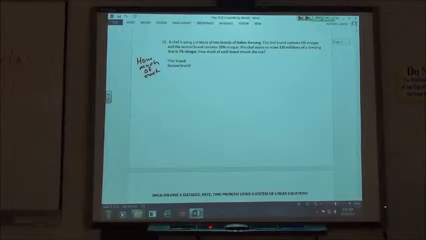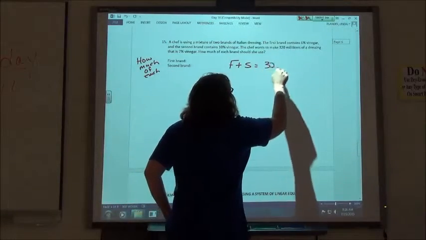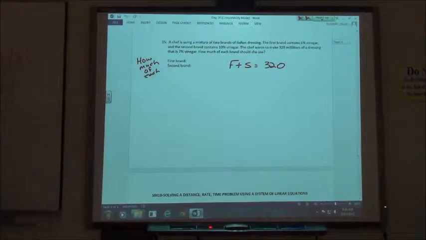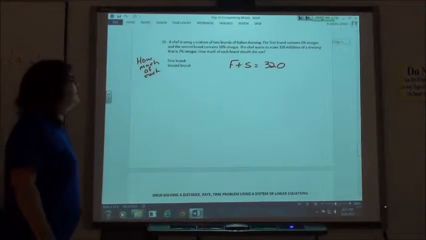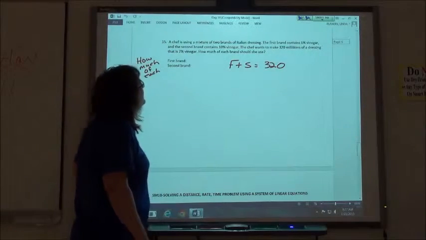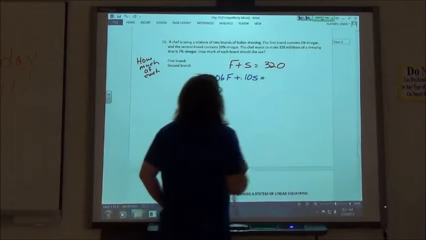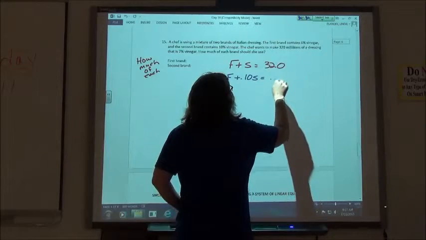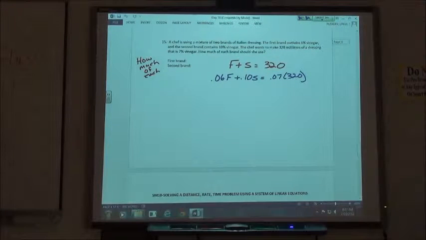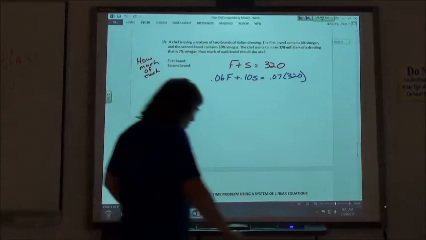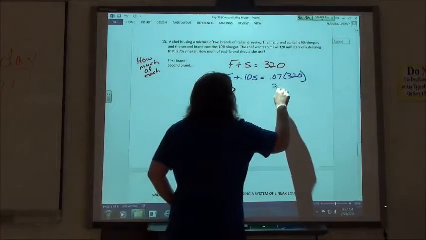So what's my first equation? F plus S equals 320. F plus S equals my 320 total milliliters that I'm going to make. My second equation: 6% of F plus 10% of S equals 7% of 320. Exactly. And if we take 7% of 320, we end up with 22.4.